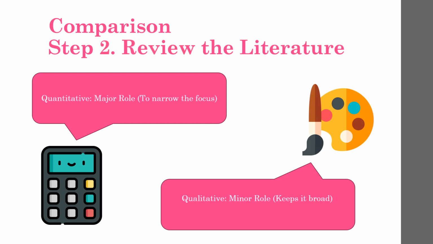Step two in a research process is to review the literature. In quantitative, it plays a major role. You have to narrow the focus. That's a major role of the review of the literature. However, in the qualitative, you have a minor role there. You have to keep it broad as much as possible.